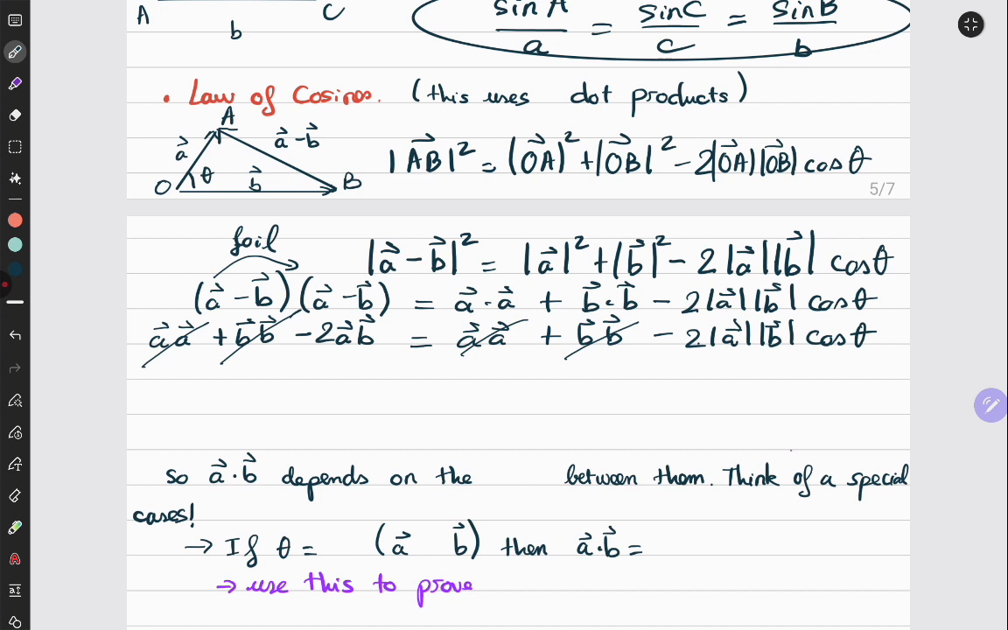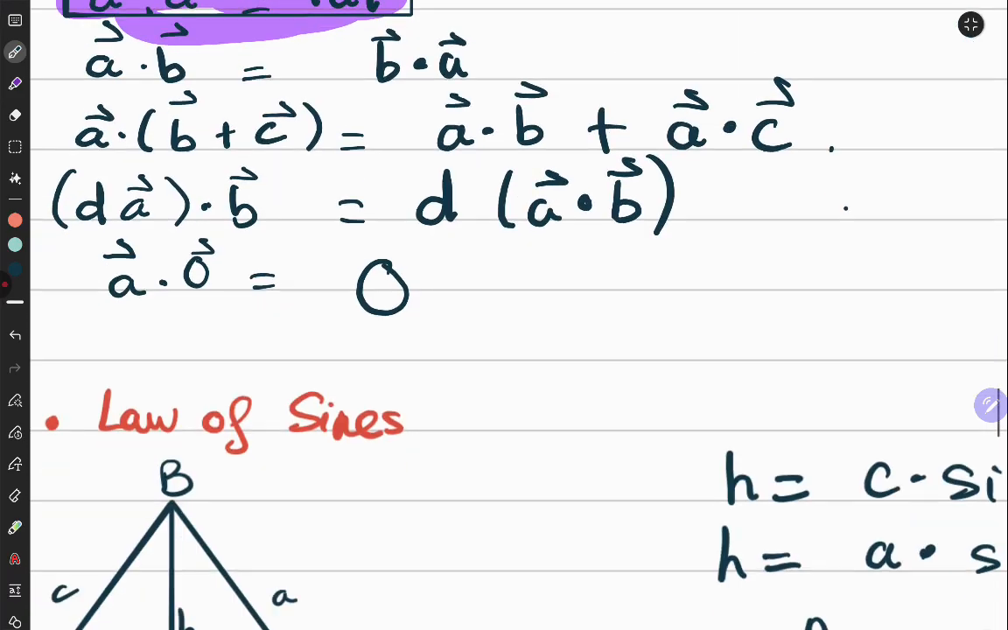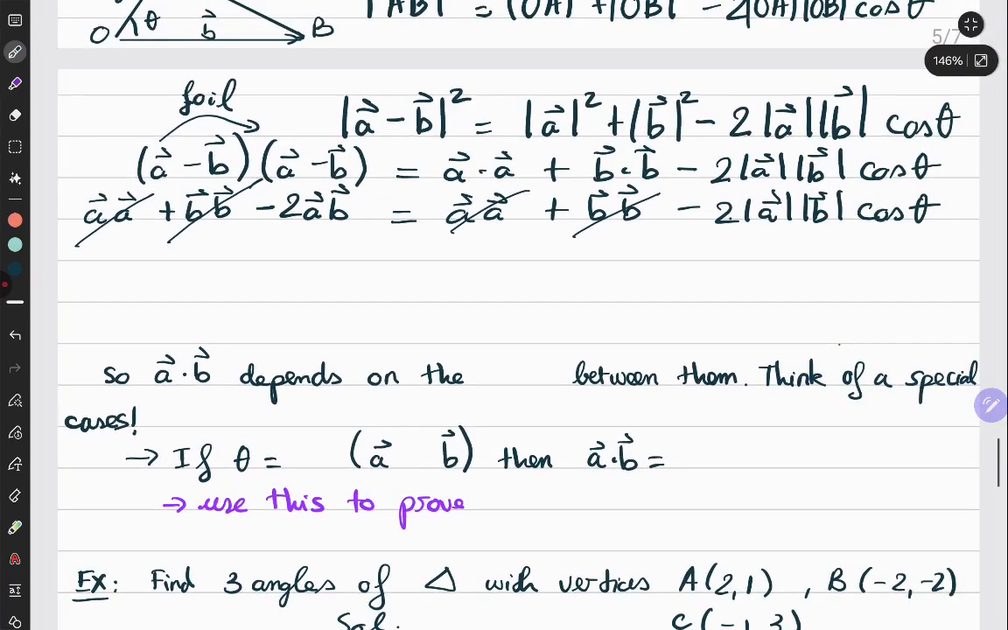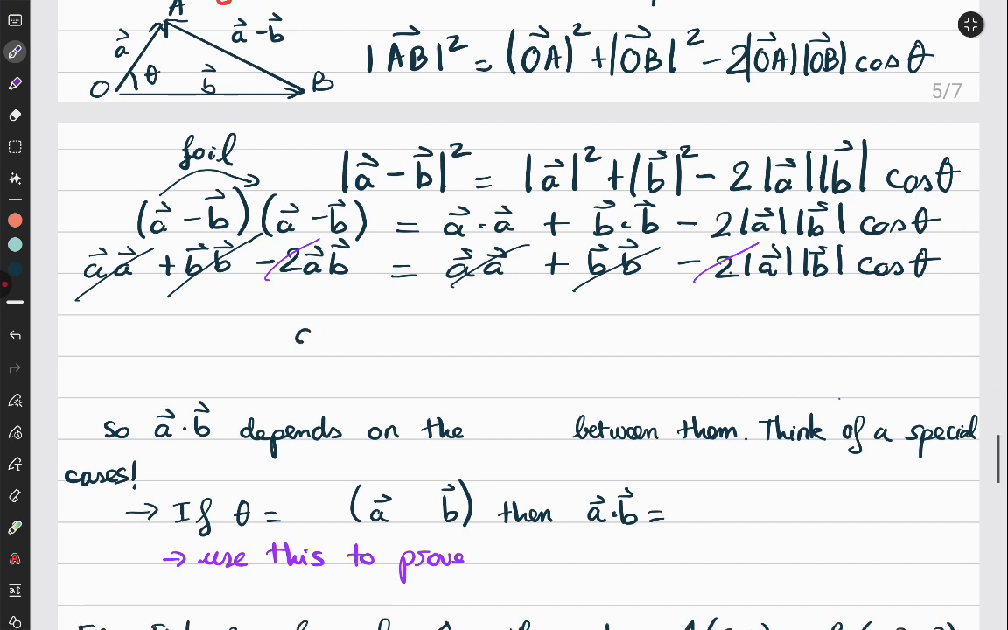What else? AA and BB are still dot products. Where's that coming from? It comes from the dot product property right here: the dot product of a vector by itself is that. I'm using this, going back to this. What else can I cancel? The minus 2. So you have A dot B equals length of A, length of B, cosine theta.